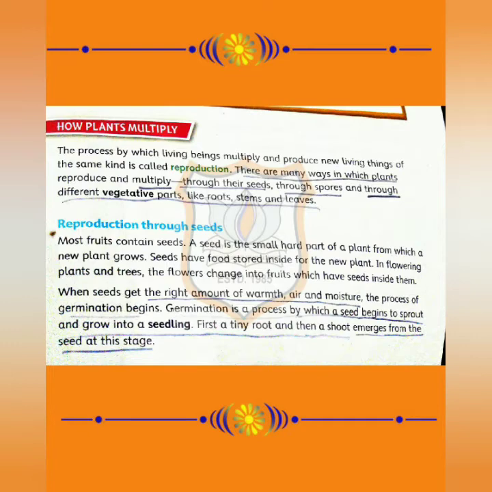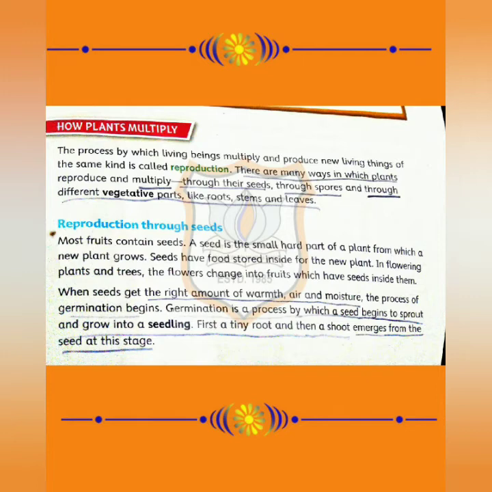When seeds get the right amount of warmth, air and moisture, the process of germination begins. So children, when the seed gets a good amount of warm sunlight, fresh air and moisture, that process is called germination. New plants start growing from the seed. This process is called germination.